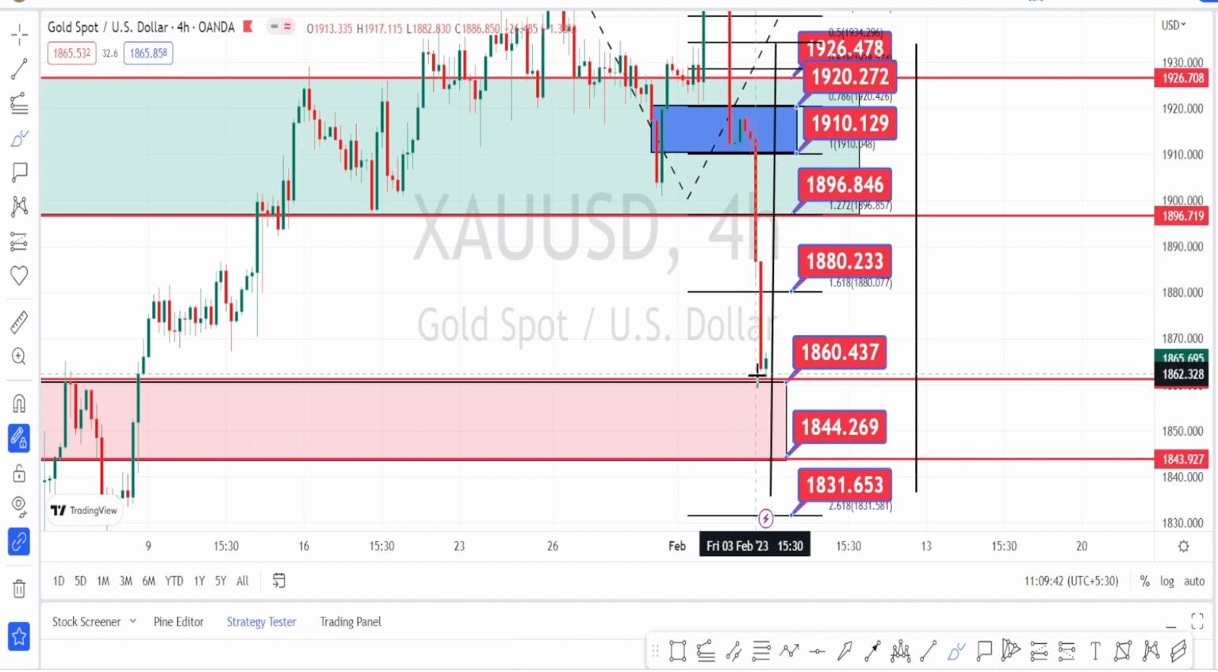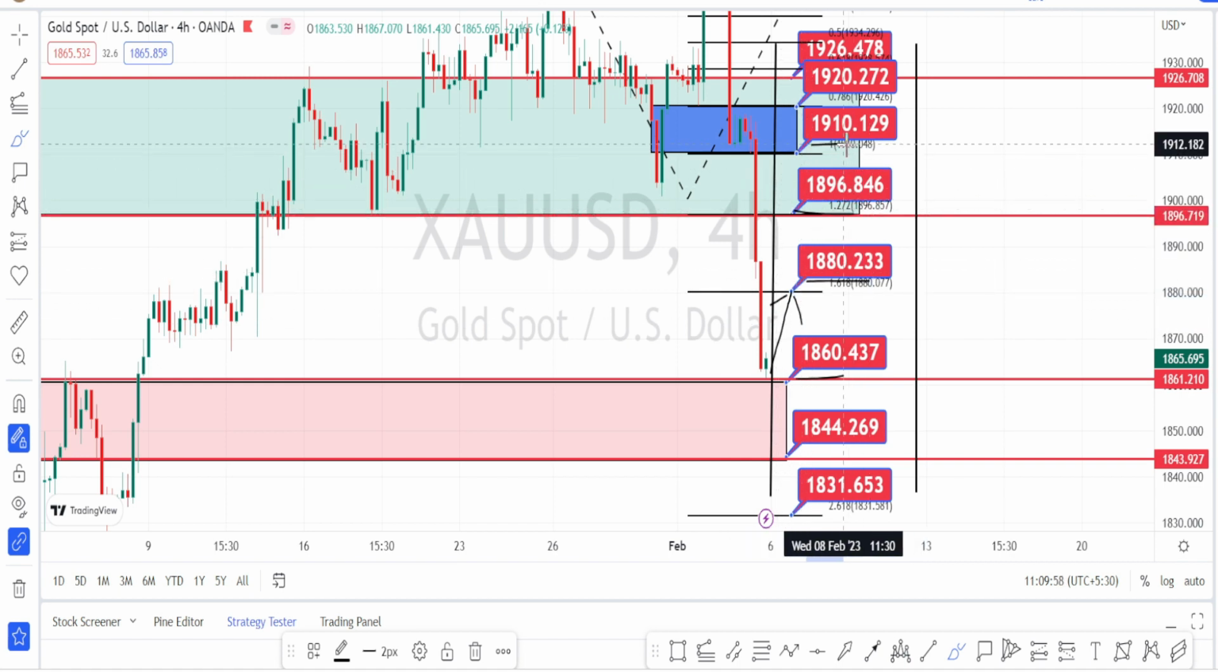On the other hand, if the price action takes support on the support level of 1860 and bounces back on the bullish side retracement, the immediate resistance is going to be around 1880, 1896, 1910, 1920 and 1926.